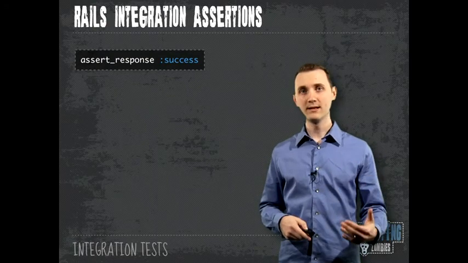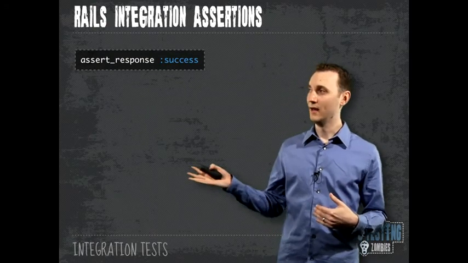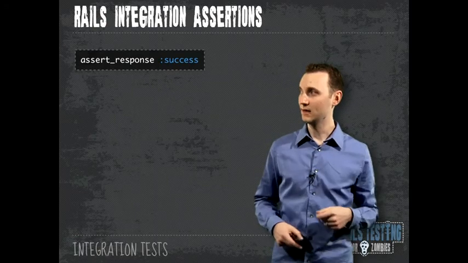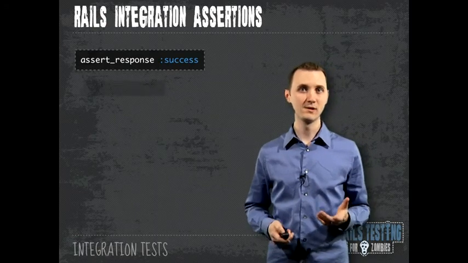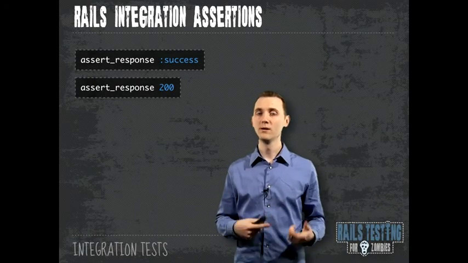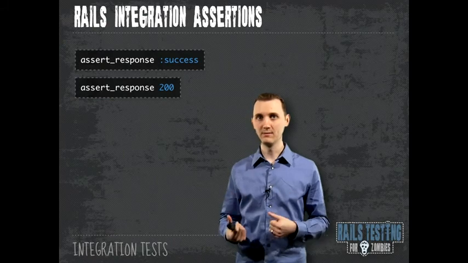And again, this is going to look at your last response coming in, and assert response is going to check the status code of that response. So in this case, we're checking that the last response was a success, which equates to 200. So you could either use the success symbol, or you could use the numeric 200 and get the same result.